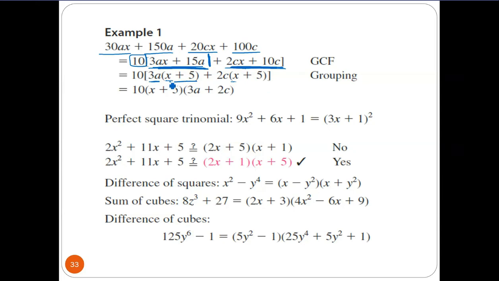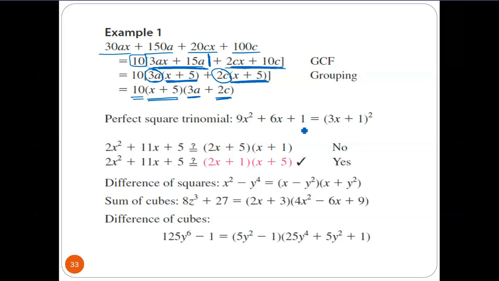We have here x plus 5, and in the second term we have x plus 5. So we can take x plus 5 as common factor. This is 10 from the first common factor. The second common factor is x plus 5. If we remove x plus 5 from the first group, we only have 3a, like this, and 2c. So this is the process for factoring 4 terms.